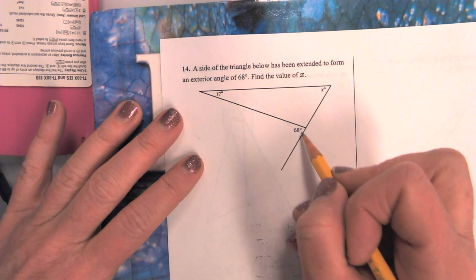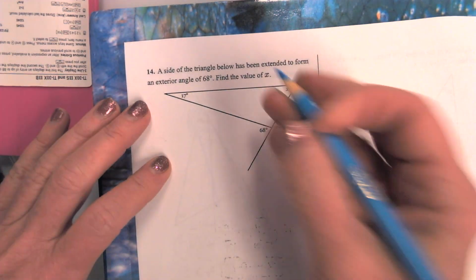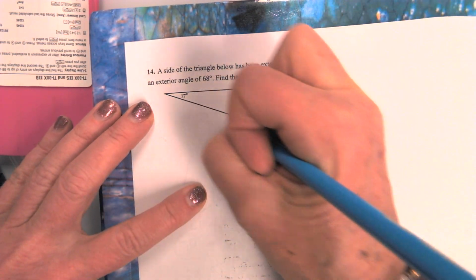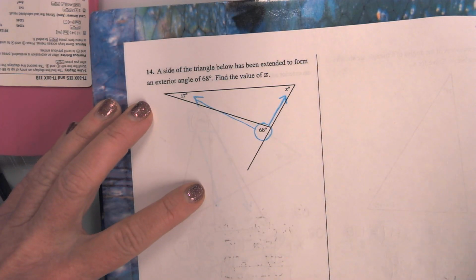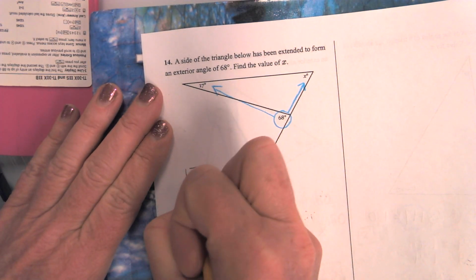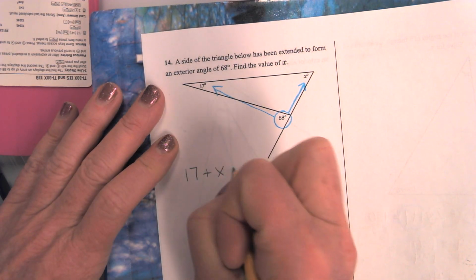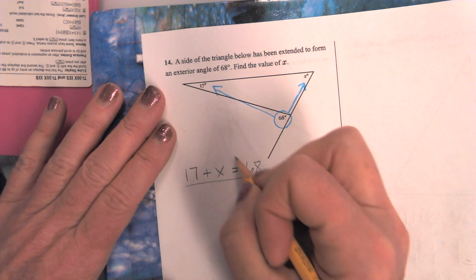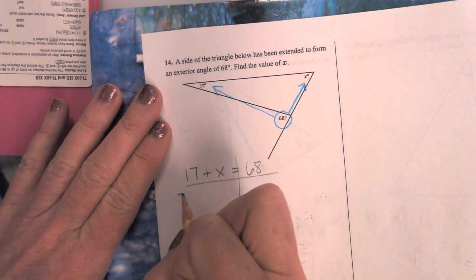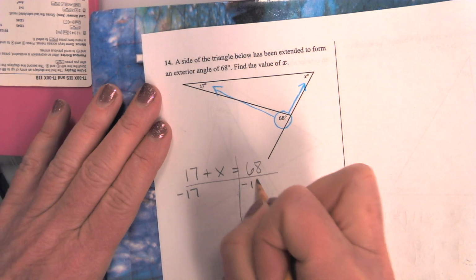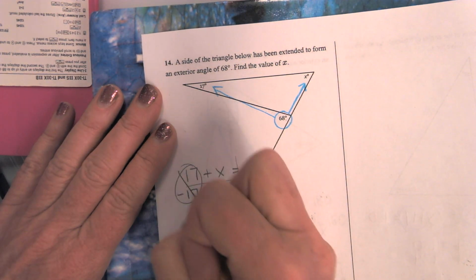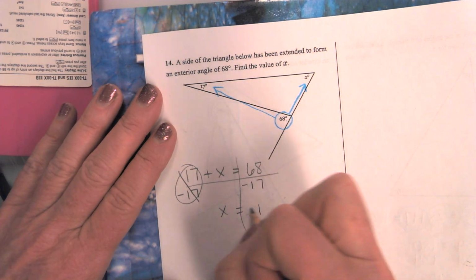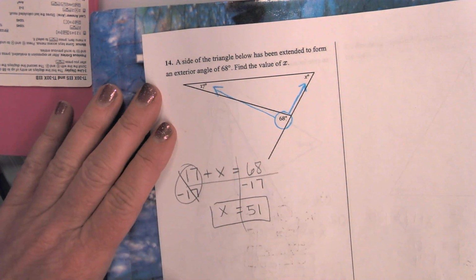Okay, let's take a look at what we know here. I do know the exterior angle. I also know that it equals the opposite two added together. So I'm going to take the 17 plus the x equals the 68. To solve this, I've got a positive 17, so I'm going to subtract 17. Whatever I do to one side, I do to the other. That becomes 0. X equals 68 minus 17. 8 minus 7 is 1. 6 minus 1 is 5. X is 51.